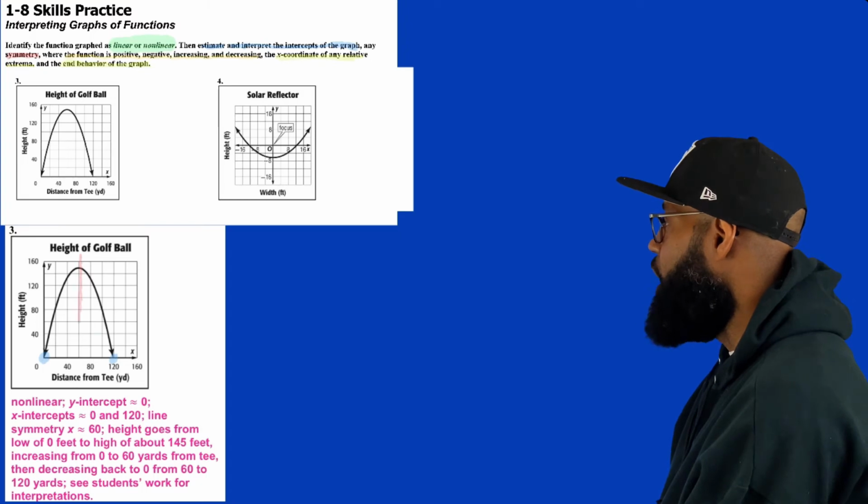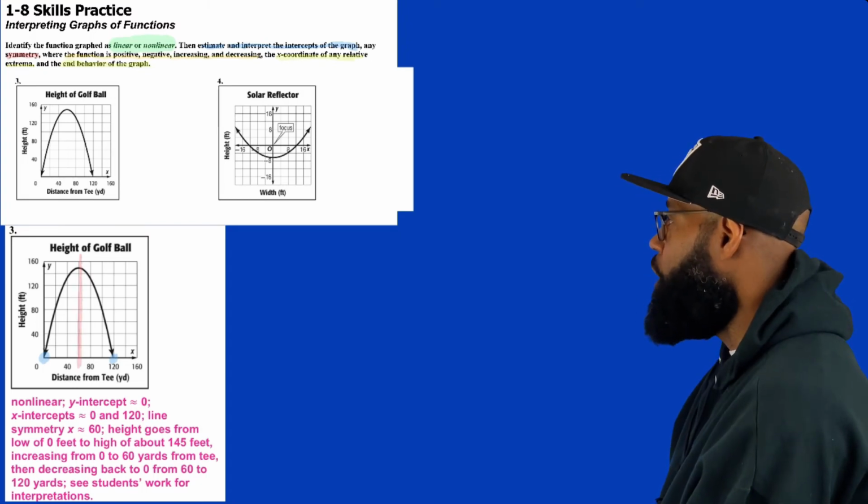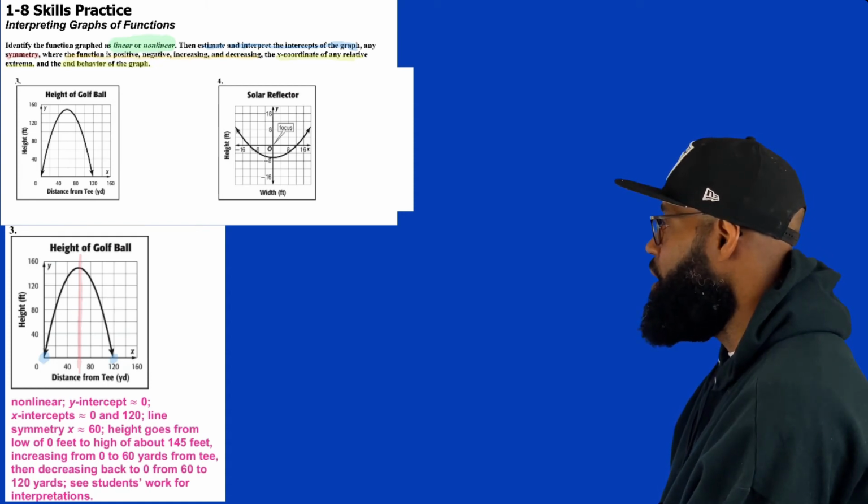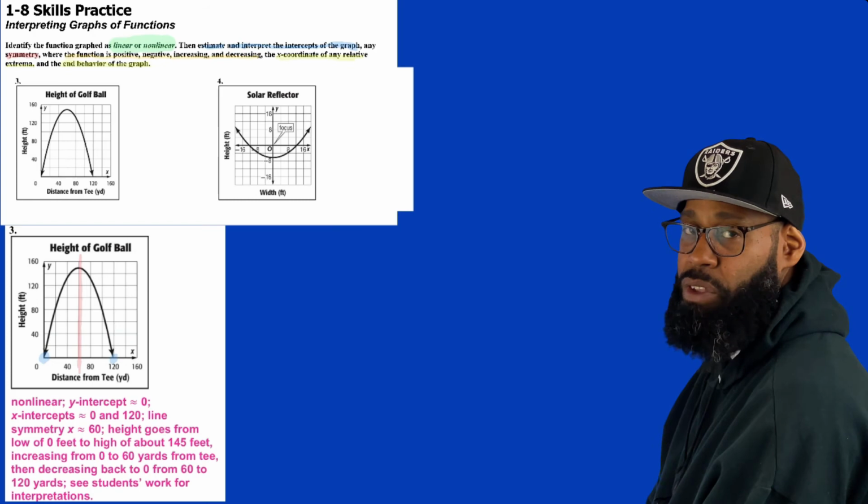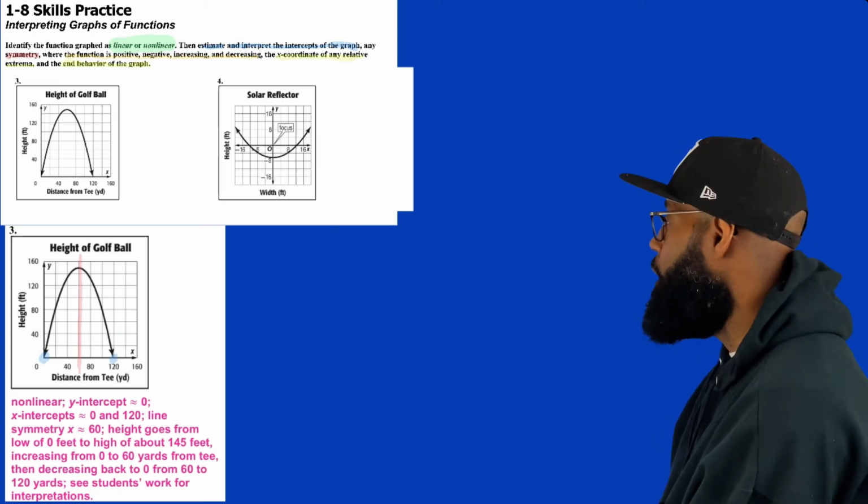And I finally have a line of symmetry. That line drawn right there in red is my line of symmetry. And you see it's approximately 60. Line of symmetry, x is approximately 60. And that's where what's on the left looks exactly like what's on the right.